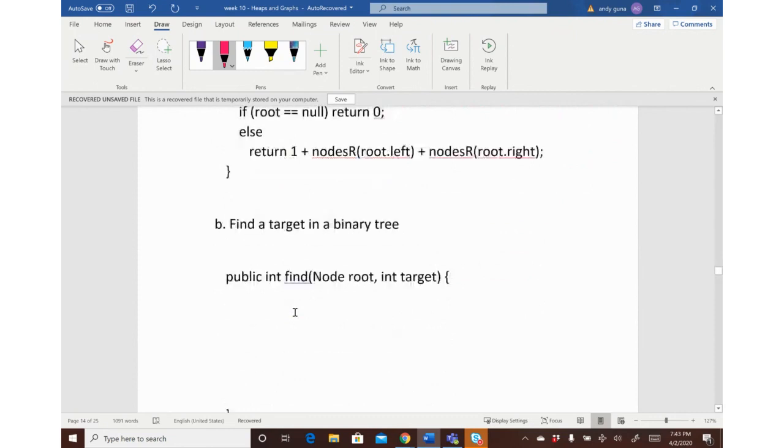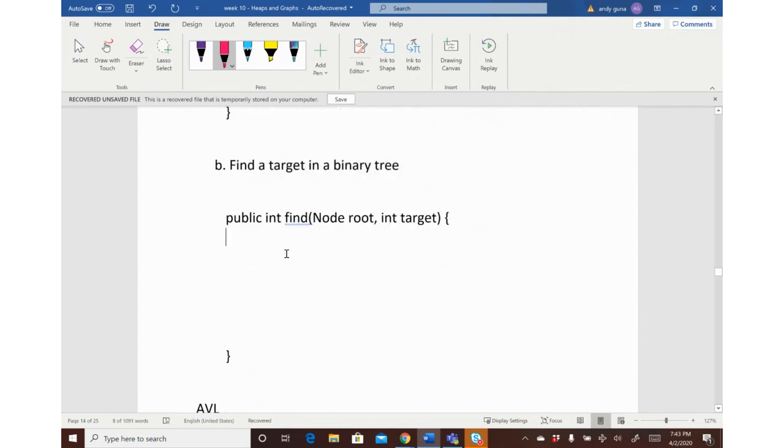Okay, and then let's suppose that you want to find a target in a binary tree. Notice that I'm doing things with a binary tree, not with a BST. But the only difference between a binary tree and a BST is that the BST has an order. So if you ask me where a target is, I know how to go find that, because I keep going left or right, depending on where things are.